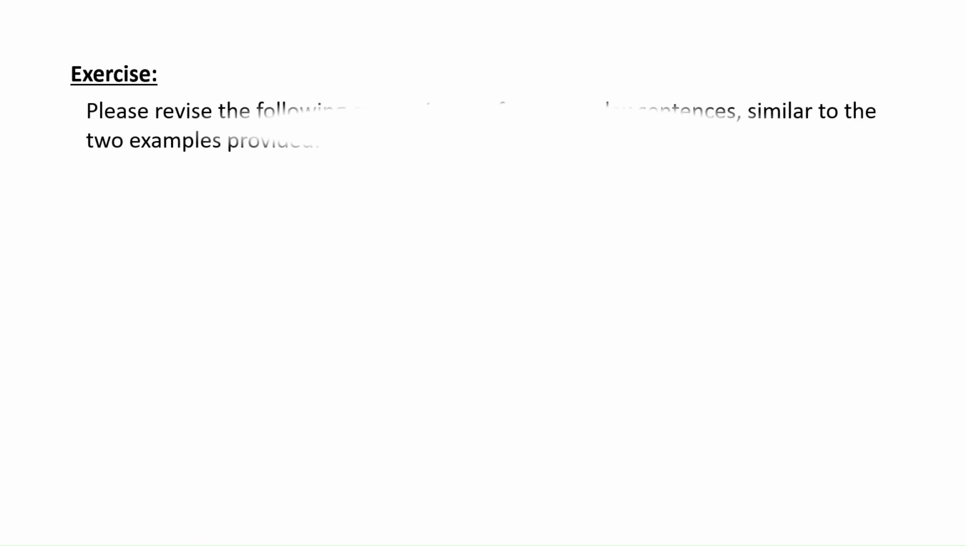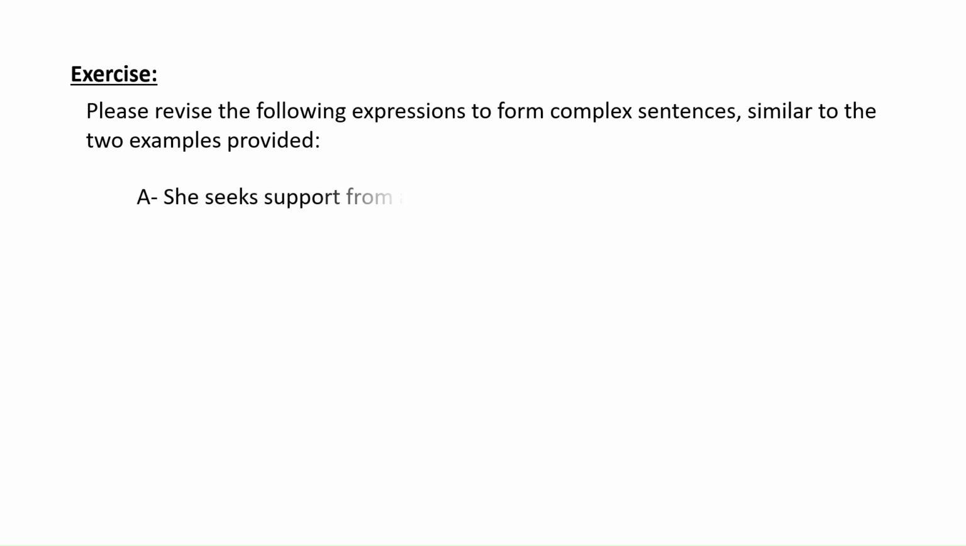Now let's have a small exercise. Revise the following expressions to form complex sentences similar to the two examples provided. A. She seeks support from a friend. Full stop. A friend who truly cares. Here we can join the two sentences by adding a comma in between.